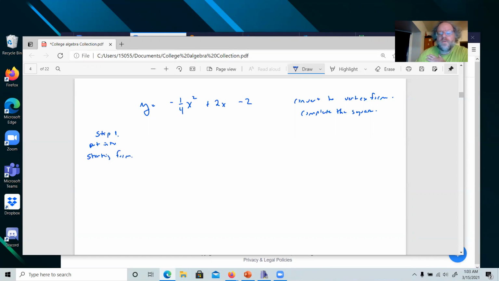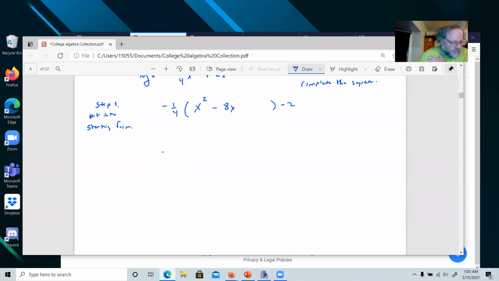What that means is we have to factor out a -1/4 from the first two terms. So we have an x squared here. Now, -1/4 times what would be 2? I'm going to guess -8. So -1/4 times -8, negative times negative is positive, 8/4 is in fact 2. And we're just going to separate that out.